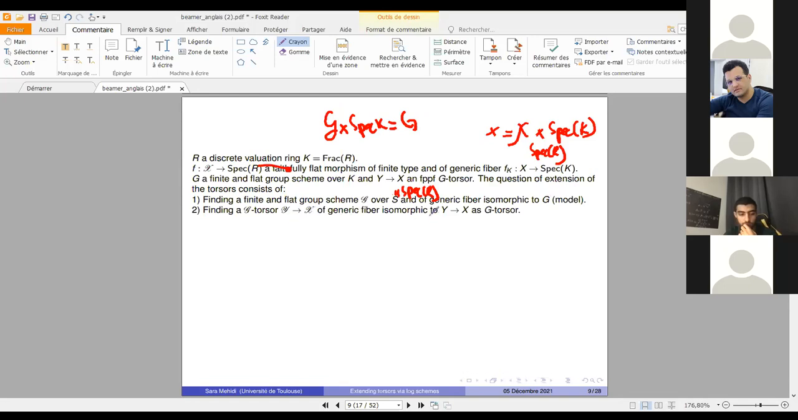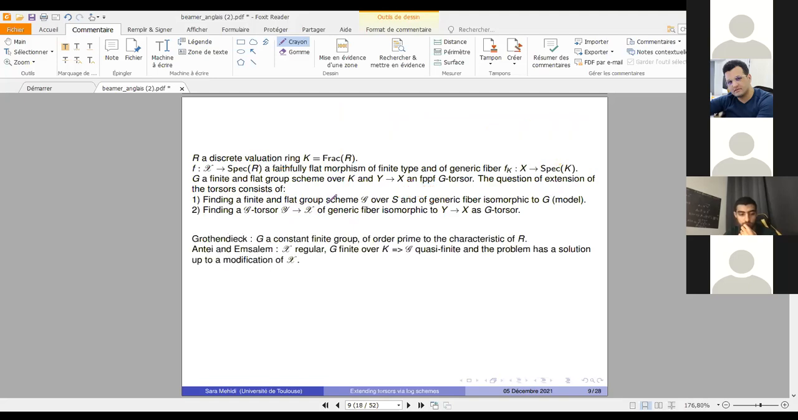So I need to extend the action of G on Y into an action of the model over the extended torsor, like this. And we know today that we do not have a general solution to this problem, but the question has been investigated in some particular cases. For example, the case where the group acting is a finite constant group with order prime to the characteristic of R is known to have a solution.